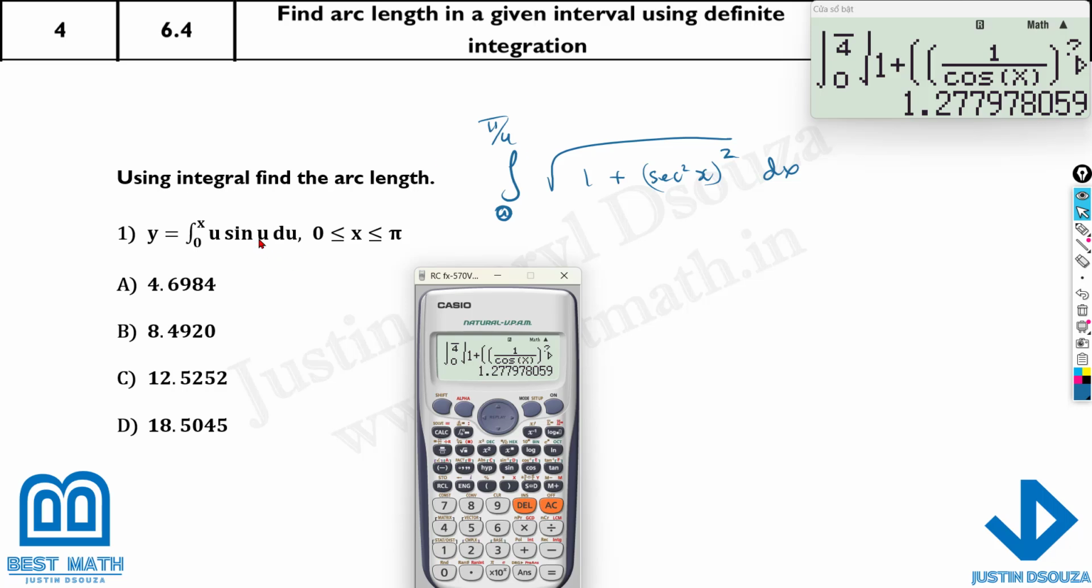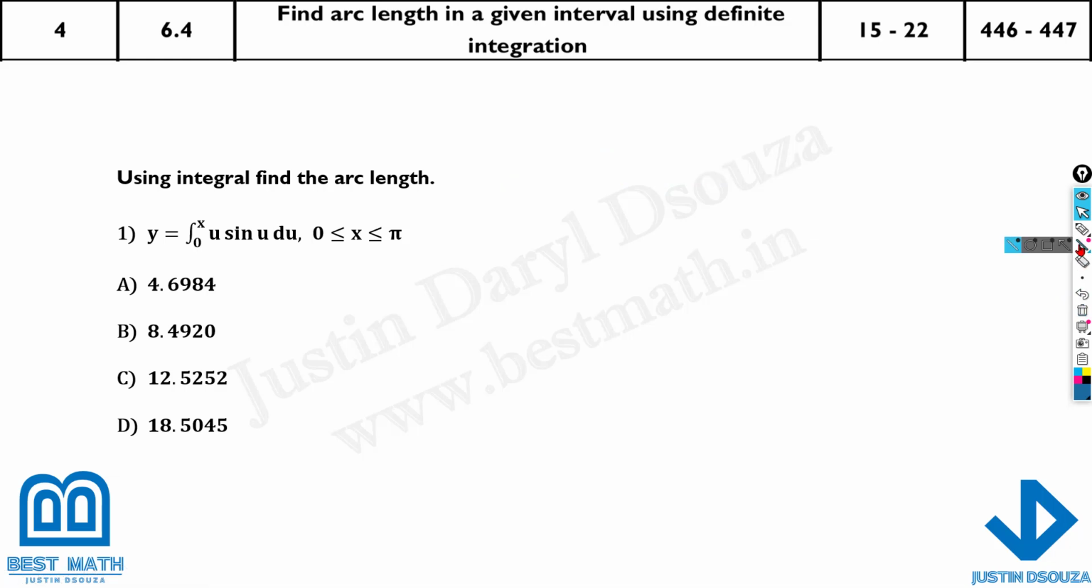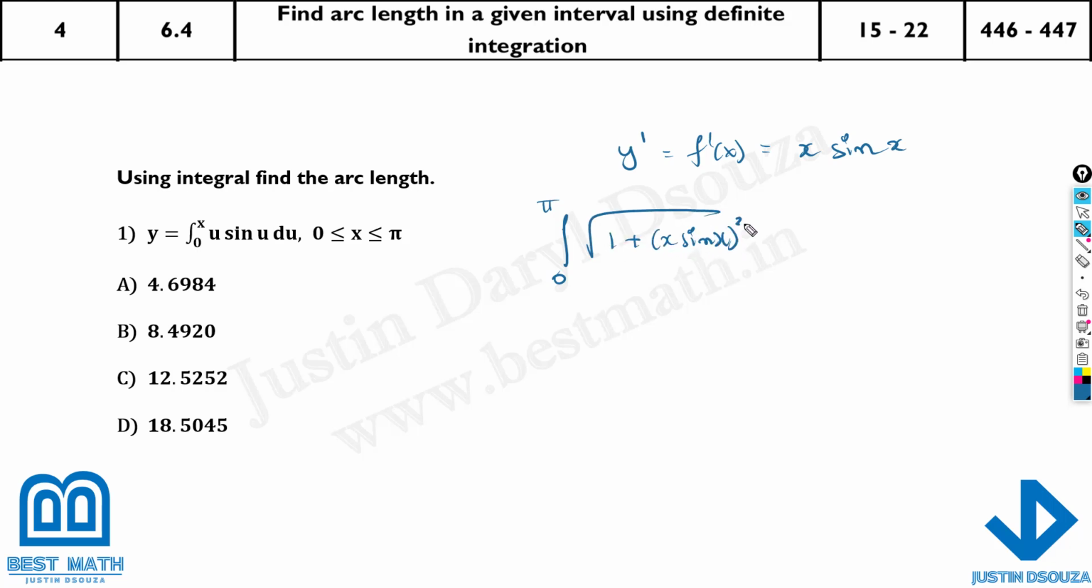This is not like, you know, we don't have x, it's not easy to derive. So what do we do over here? We have to remember, when you have an integral from 0 to x like this, the derivative is just substituting the x. What is the derivative of this function, y dash or f derivative of x? It will be equal to x sine x. That's it. That's the derivative of the function. Now integral 0 to pi, square root of 1 plus x sine x the whole square, dx. That is the formula we have to use.